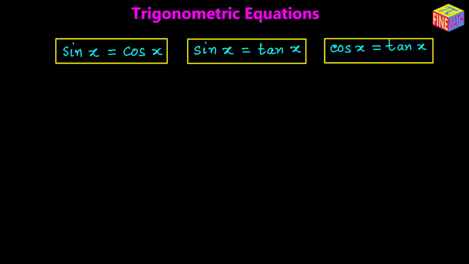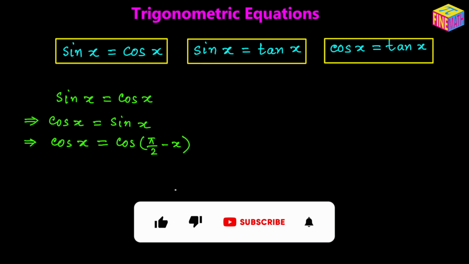Hi everyone. In this video we are going to discuss how to solve these three different trigonometric equations. So let's begin with the first one, which is sine of x equals cosine of x. From here, can we write it like cosine of x equals sine of x? And then can we say sine of x is equal to cosine of 90 degrees minus x? And now we have a nice form here.